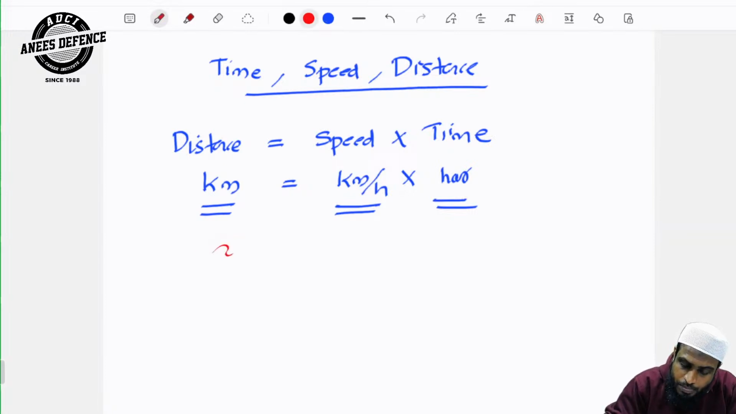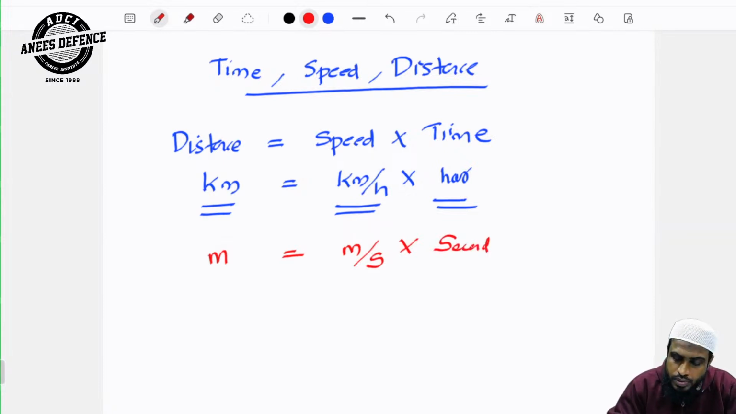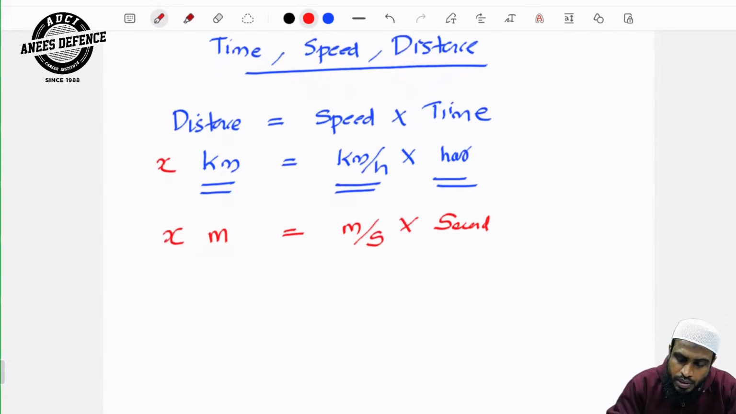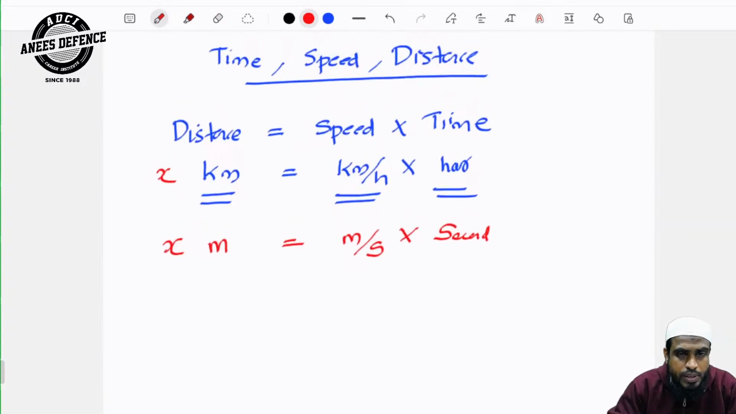If we are representing distance in meter, the speed should be given in meter per second and the time should be in second. So units should be matched before doing the calculation. Here distance can be x kilometer and here distance can be x meter. Like that you can keep the unit. When you are saying kilometer, speed should be in kilometer per hour and time should be in hour. If you are using distance in meter, then speed should be in meter per second and time should be in second.